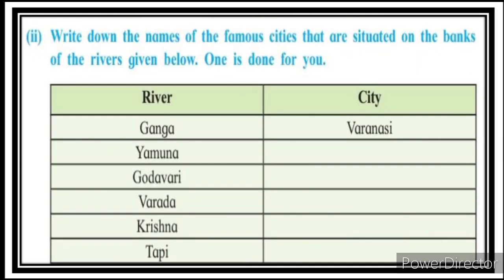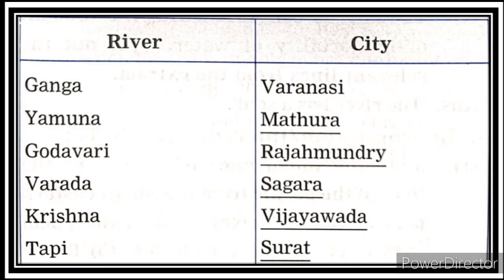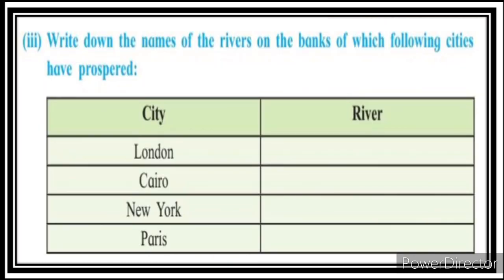Write down the names of the famous cities that are situated on the banks of the rivers given below. One is done for you: Ganga, Varanasi. Ganga, Varanasi; Yamuna, Mathura; Godavari, Rajahmundry; Wardha, Sagar; Krishna, Vijayawada; Tapi, Surat.